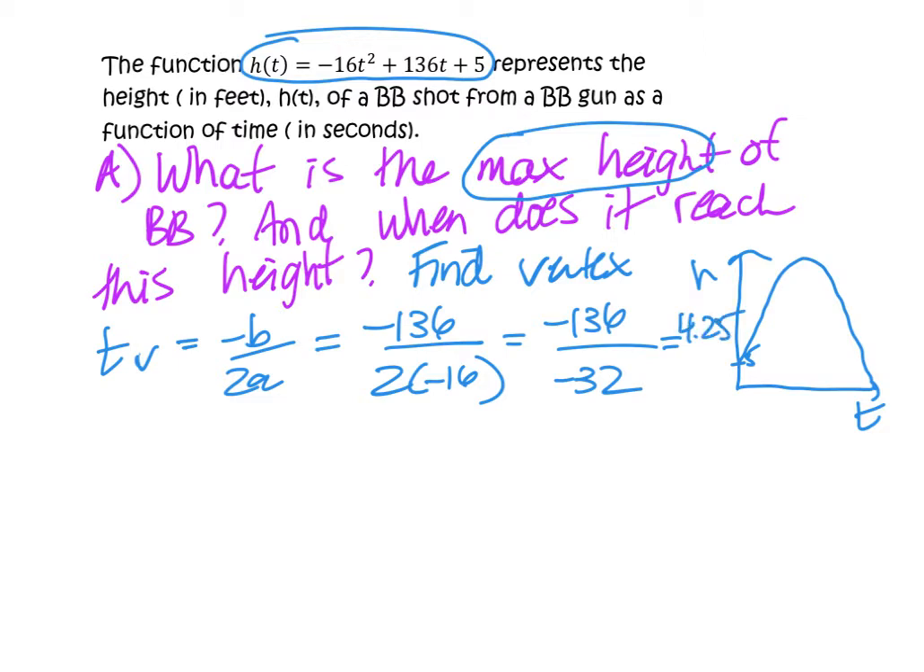So that really gives us this right here. It gives us how long it takes. That's what we find first, how long it takes for this BB to reach its max height. So to find what the actual max height is, I just have to finish the vertex, right? I have to really find my output. So I have to find h of 4.25. Let's see what's happening to this BB once 4.25 seconds goes by. So we're going to plug that in everywhere we see a t.